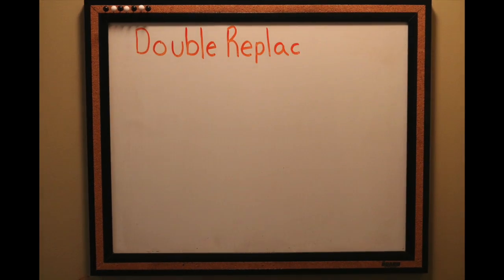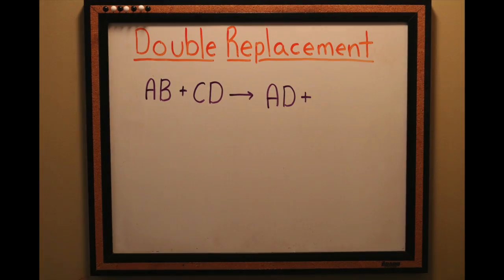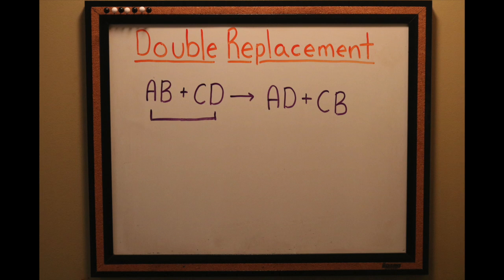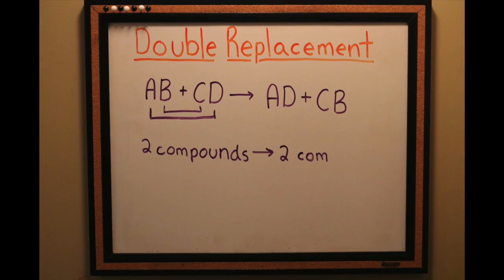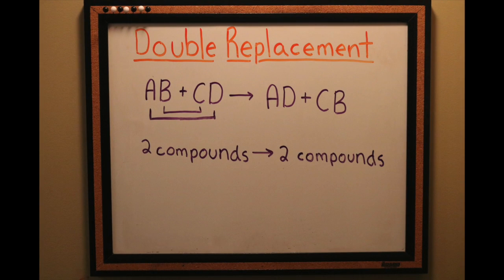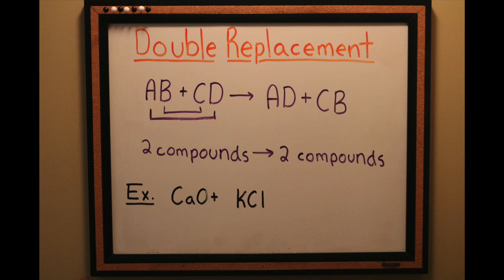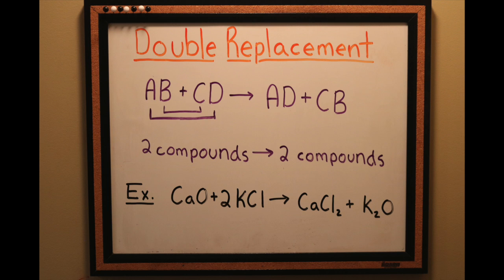Double replacement. AB plus CD yields AD plus CB. The 2 outside elements become a new compound and the 2 inside elements become a new compound. 2 compounds become 2 new compounds. An example is CaO plus KCl yields CaCl2 plus K2O. Then balance by putting a 2 in front of KCl.